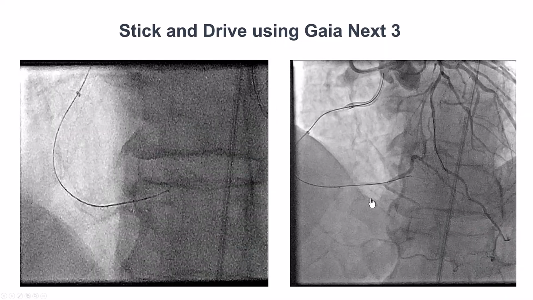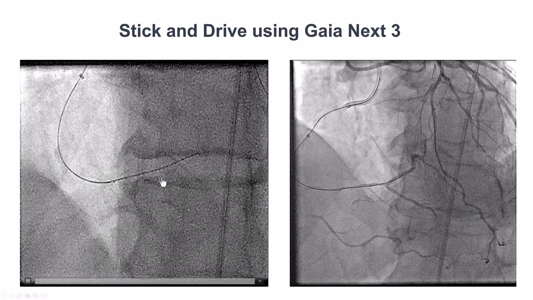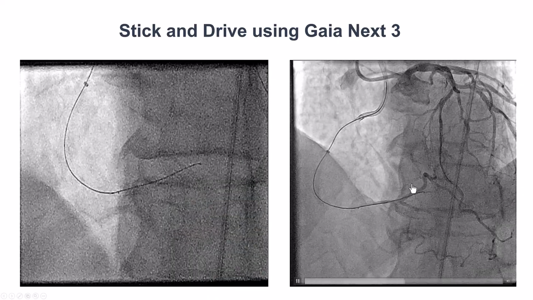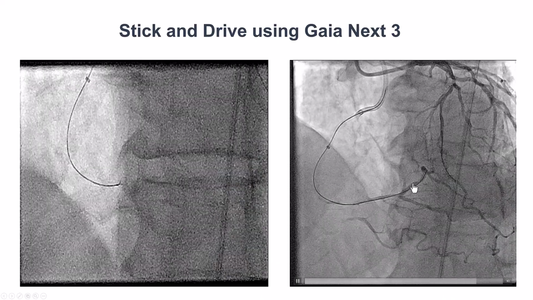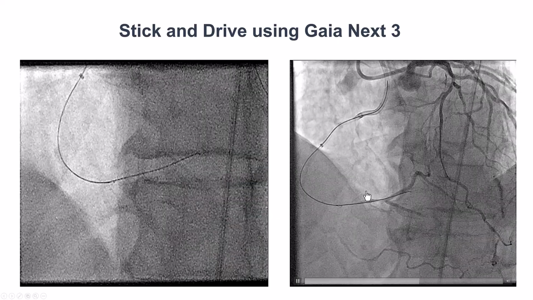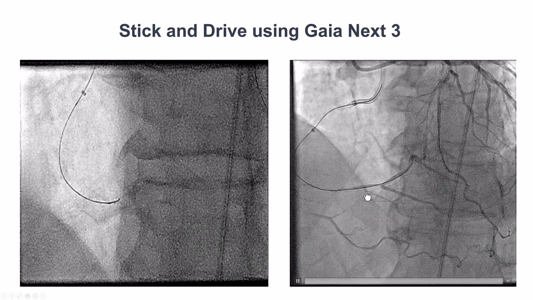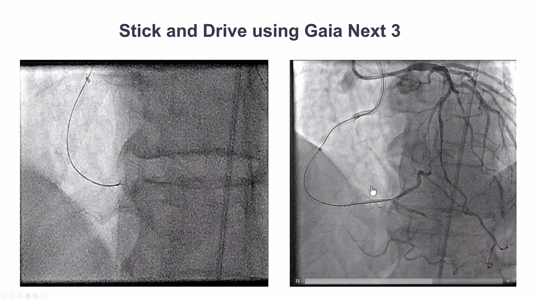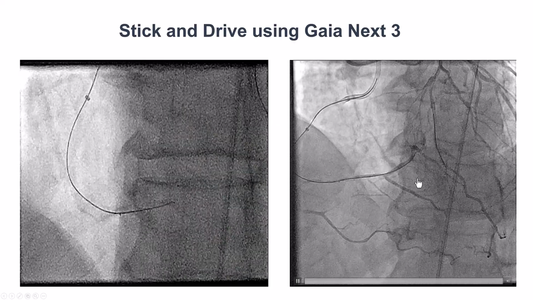We then used the stick and drive technique. This is a Gaia third wire. And when we did the contralateral injection, we can see this in the true lumen. It was in a small branch here. So during the injection, we pulled it back and redirected. We have found this a useful technique to move the wire while we're injecting on the contralateral vessel, because then we can see if it's moving easily and if it's moving along the course of the vessel.